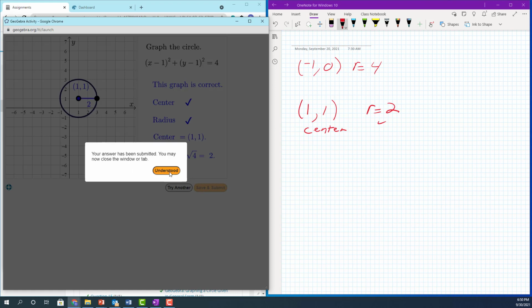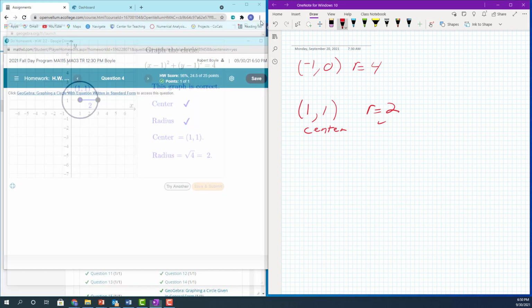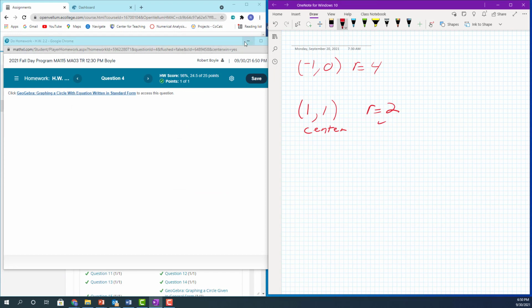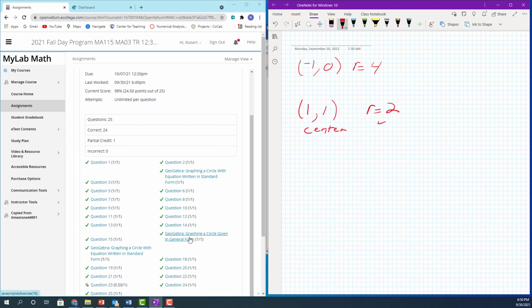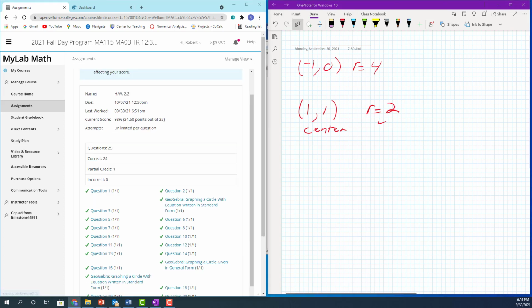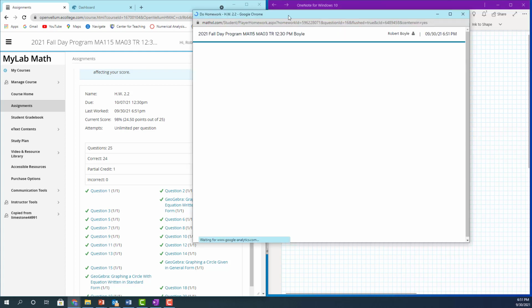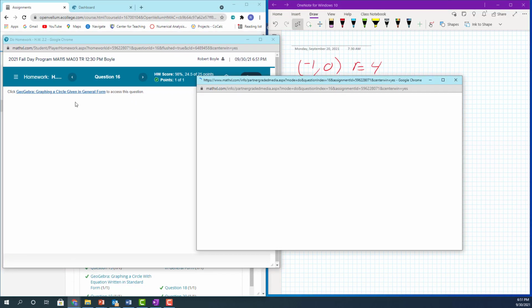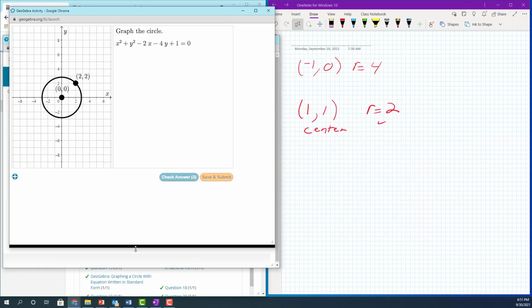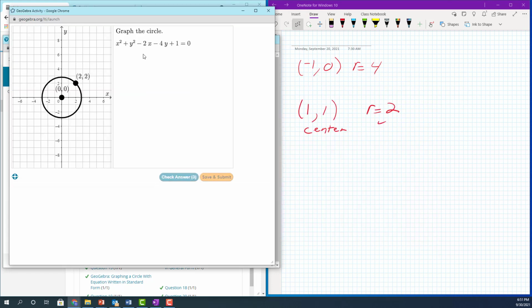And once this appears, we can go ahead and click understood, close the window. We can go back to our assignment, which is down here, and we have one more to do, which is graphing a circle in general form, which I guess is question 16. There it is. Okay, so once again we get this window, which just asks us to click the link. There it is. And now we have a circle in general form. And what we need to do is graph the circle.